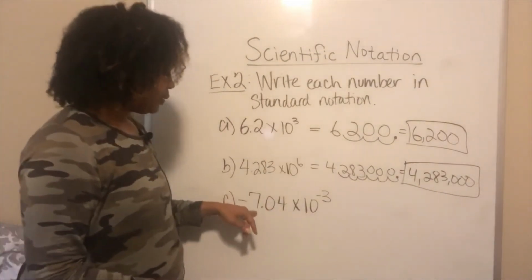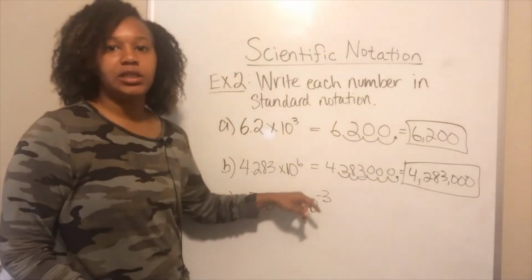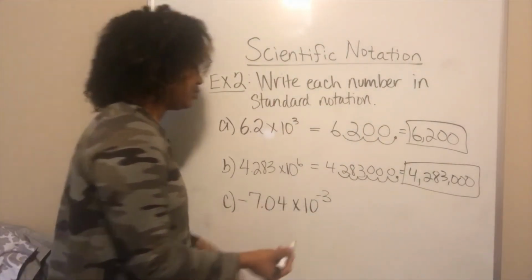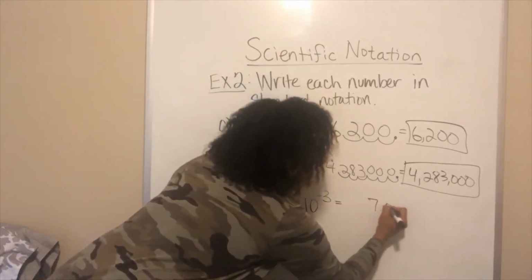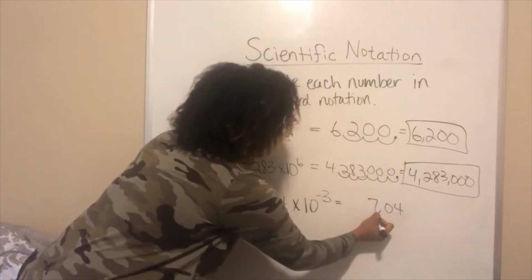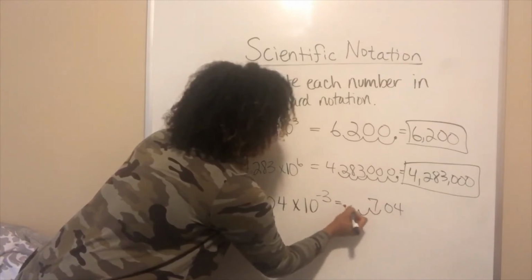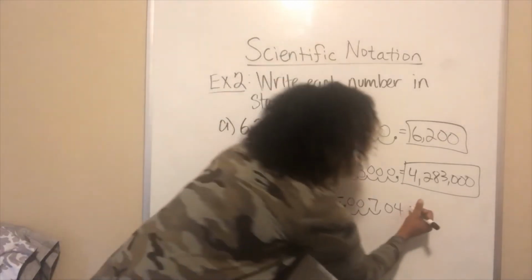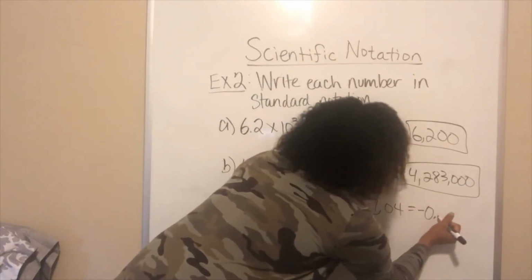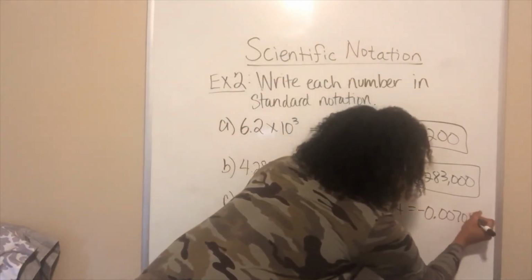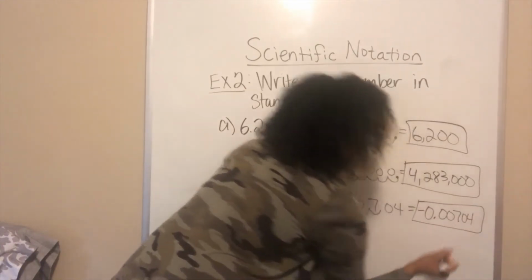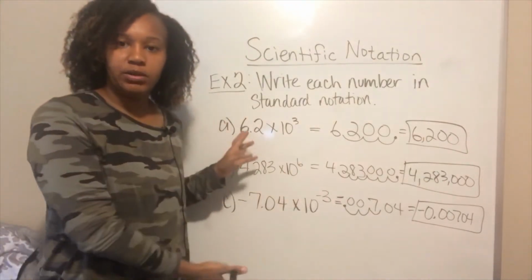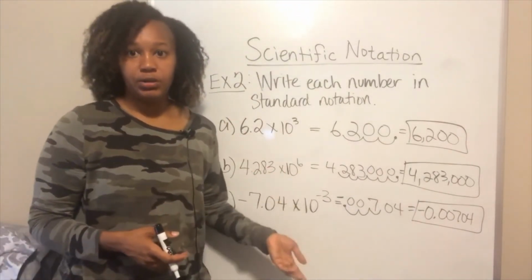And then this very last one, negative 7.04 times 10 to the negative 3. Negative numbers go to the left. So that means I'm going to take this decimal, 7.04, and move it to the left 3 times. So 1, 2, 3. My decimal is now here. And because that's a negative number, I have to keep the negative in front. So this is equal to, and I'm just going to put a negative in front, another 0 in front, negative 0.0074. So this is how you will take numbers that are in scientific notation and express them in standard notation.